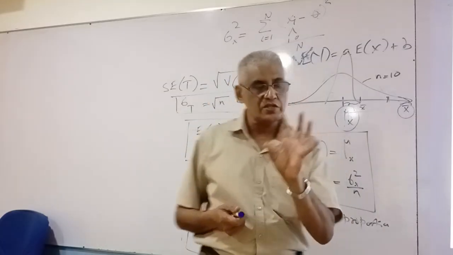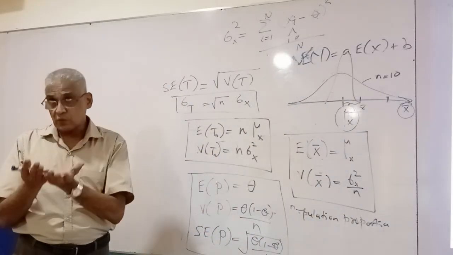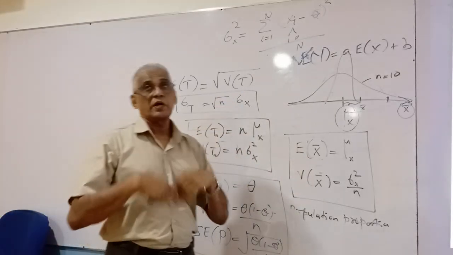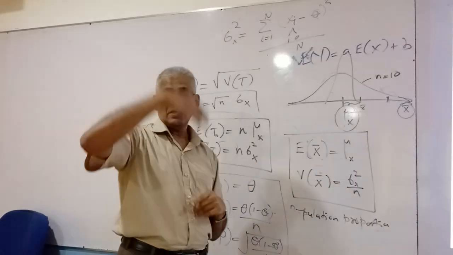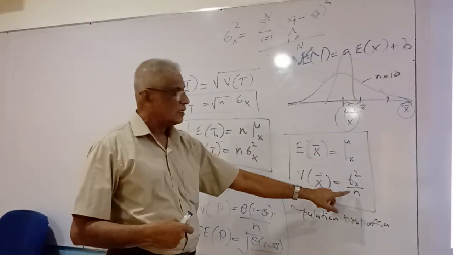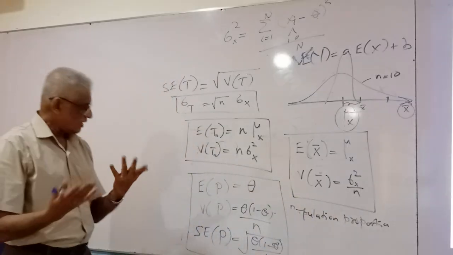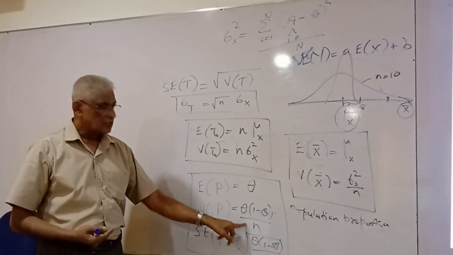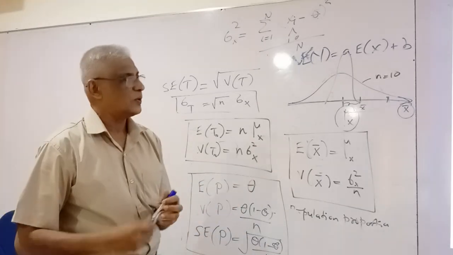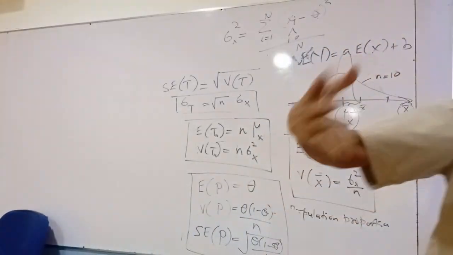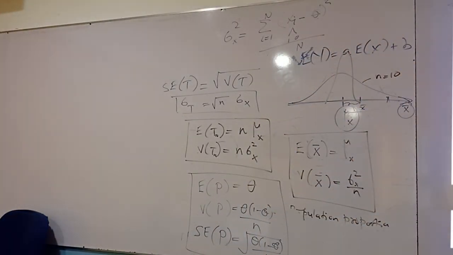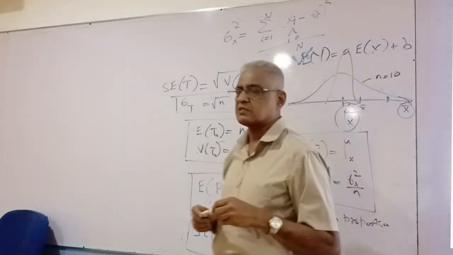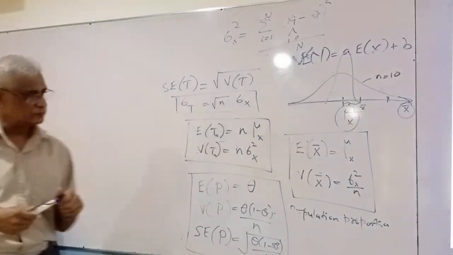So that means if n is large, Tn will be approximately normally distributed with this mean and this variance. If n is large, the distribution of x bar will be approximately normal with this mean and this variance. If n is large, the distribution of p will again be approximately normal with this mean and this variance. So that is the important thing. Once you know the distribution, then we can calculate probabilities, such as the probability that the total will be greater than something, or less than something.